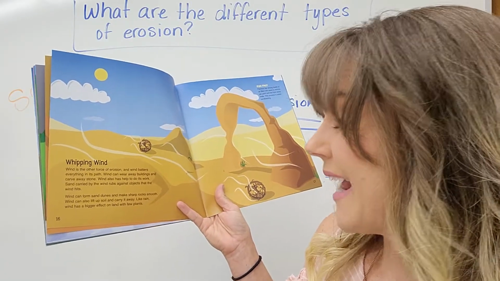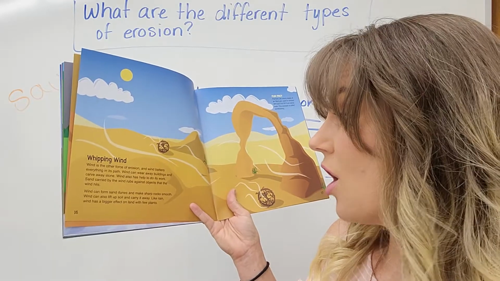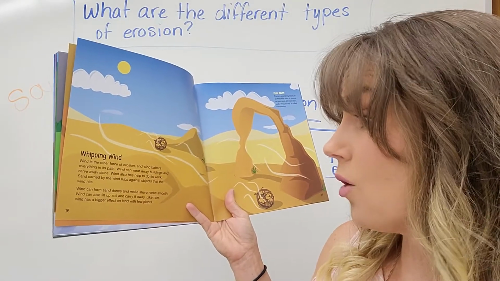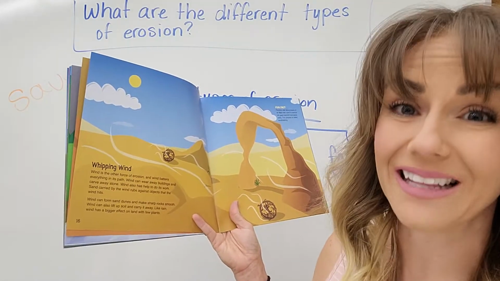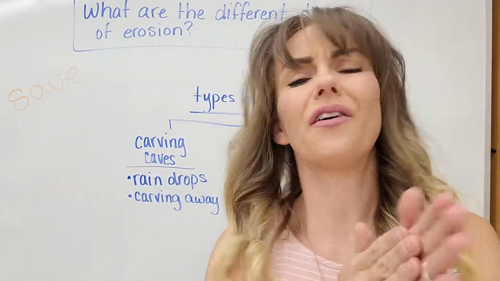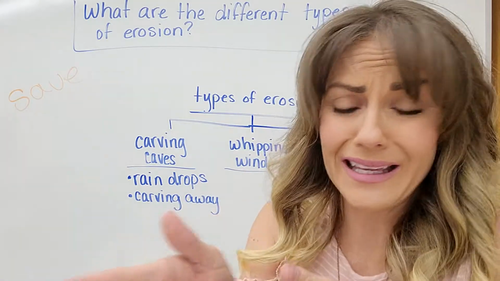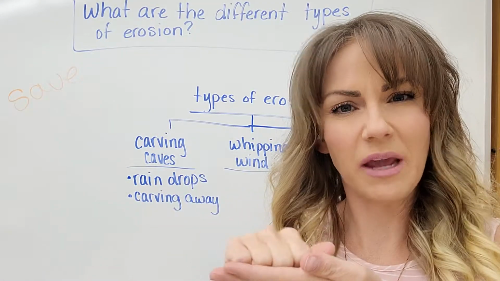Wind can form sand dunes and make sharp rocks smooth. Wind can also lift up soil and carry it away. Like rain, wind has a bigger effect on land with few plants. So the wind and the sand actually work together, and the pieces of sand that are rough actually scrub against things and kind of like shave them down, kind of like sandpaper.